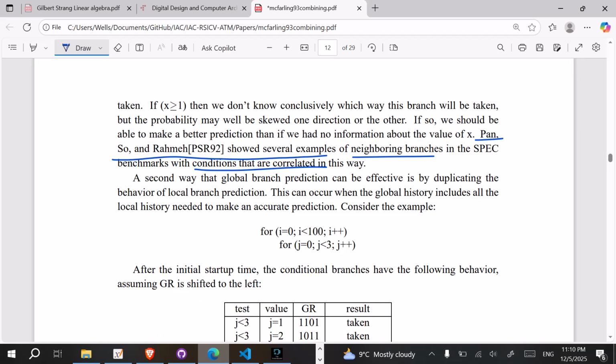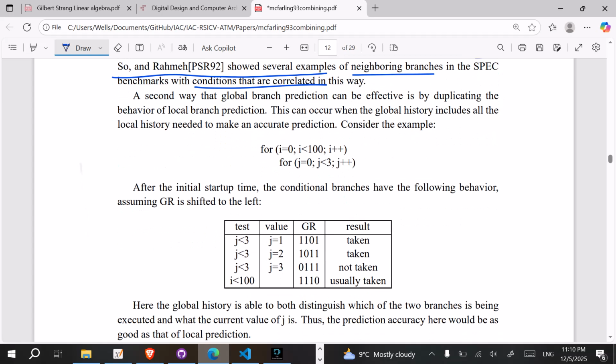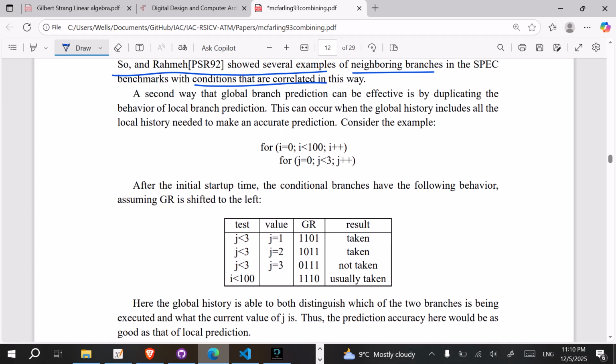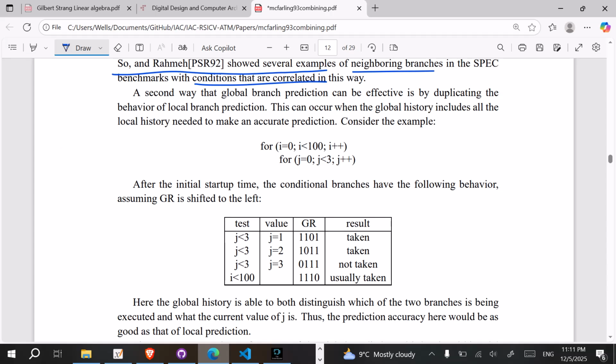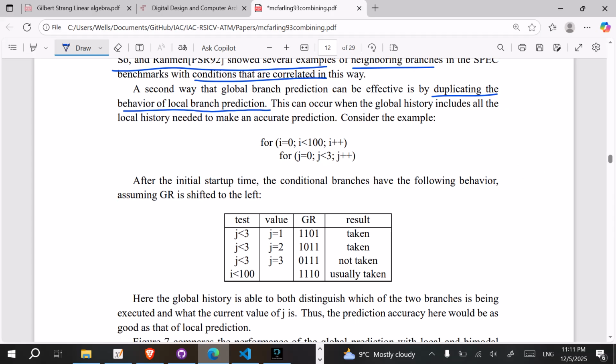But the second one is a bit easier, which is having this nested loop. Okay, the second scenario is basically just for everything really, but it's using the duplicating behavior of the local branch prediction.